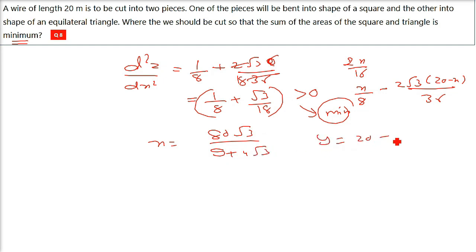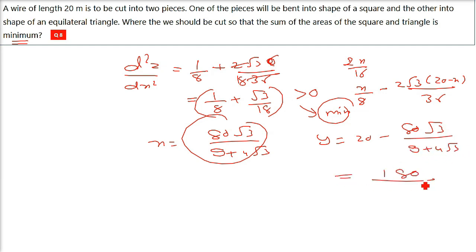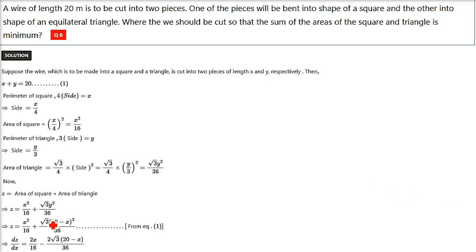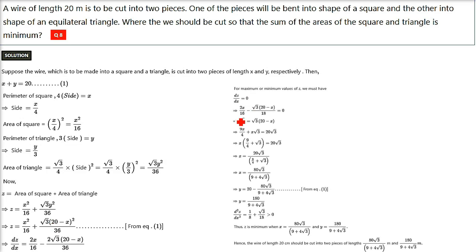So x was 80 root 3 by 9 plus 4 root 3. When you subtract this from 20, that is 20 minus 80 root 3 by 9 plus 4 root 3, y is going to be 180 divided by 9 plus 4 root 3. This is your x and y. Once you get this x and y, this is the final value. So this is the actual solution which is in front of you. It may take some time because whenever root comes, there can be some mistakes that you can commit, but I hope that this is quite clear to you.